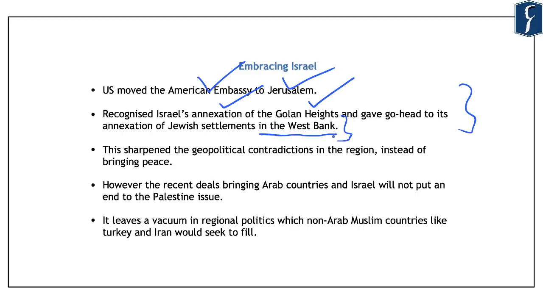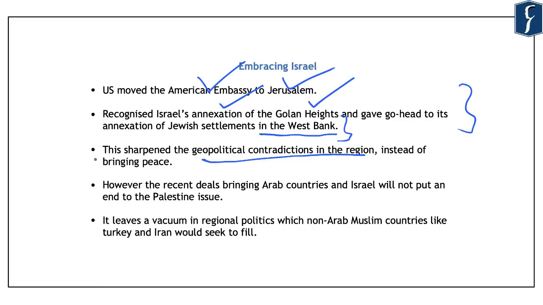So this shows that the American foreign policy in the Middle Eastern region has now moved away from a balanced view towards embracing Israel. And this particularly has sharpened the geopolitical contradictions in the region instead of bringing peace in the Middle East.